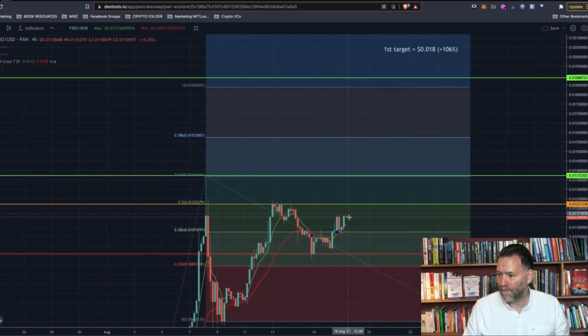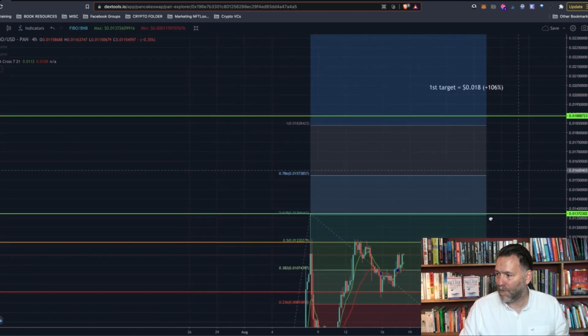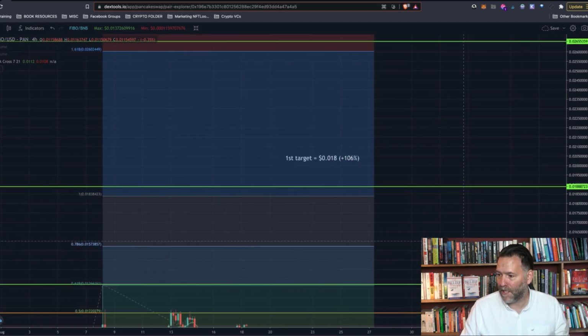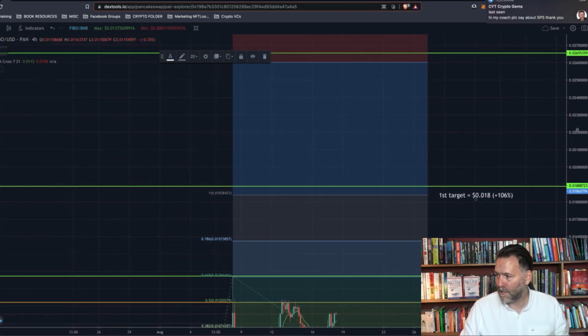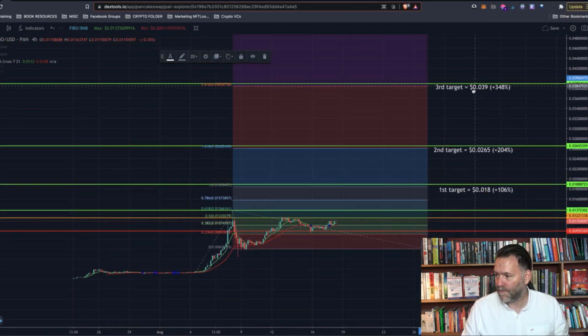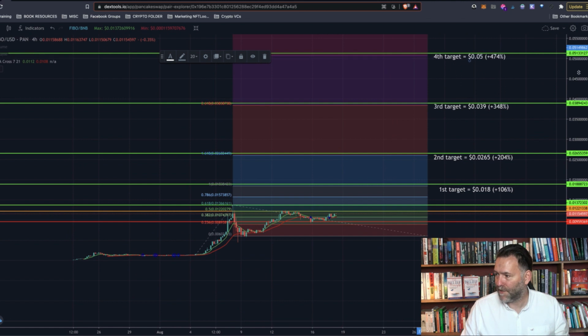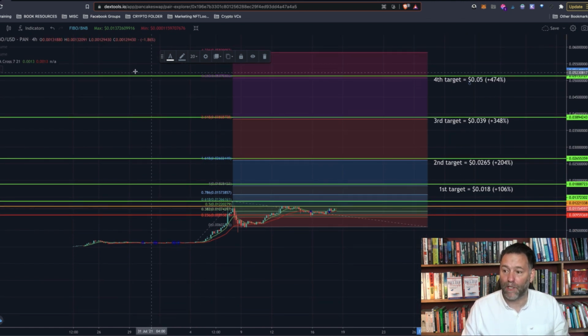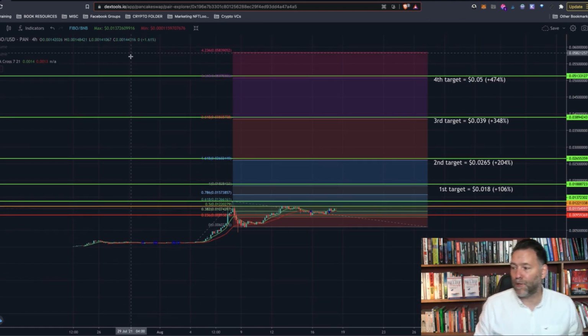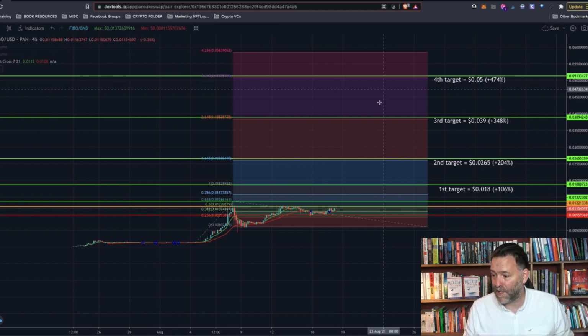So come down here, and we've got targets here of 1.5 cents, then go up to 1.8, and we can see I've already put targets in there as well. Going back to these levels. The second target, 2.65. We've got target here, 5 cents. And beyond. I think if this goes well, this could go beyond this fifth target of 5 cents.